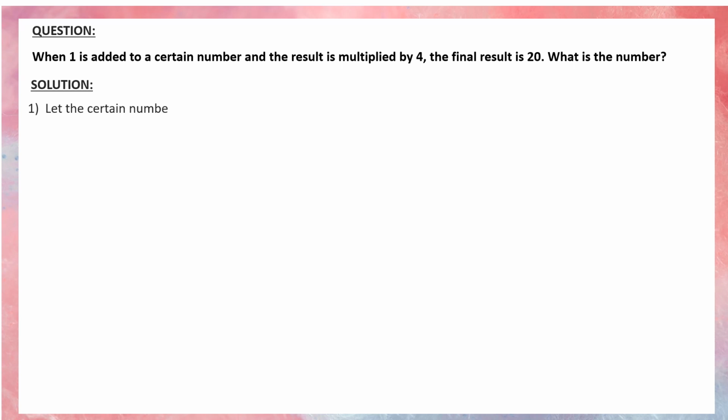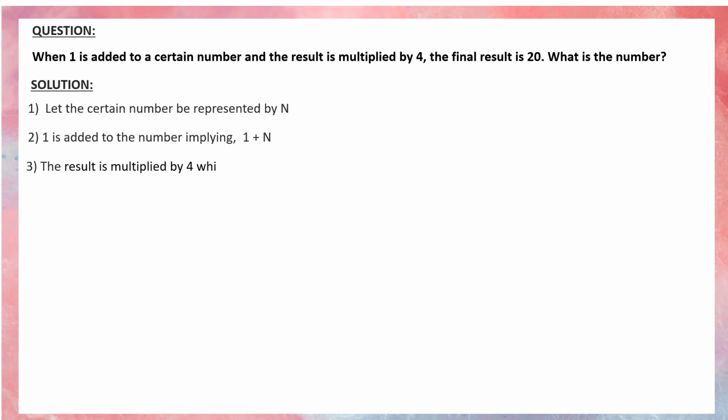Our first step is to represent the certain number by a variable, and this time around we're representing it by n. One is added to the number, and that implies that we'll add 1 to n, and that is represented by 1 plus n. The result is multiplied by 4. That is, what we're saying is that we're multiplying 4 by 1 plus n, and if we simplify it further, we say 4 into the bracket 1 plus n.